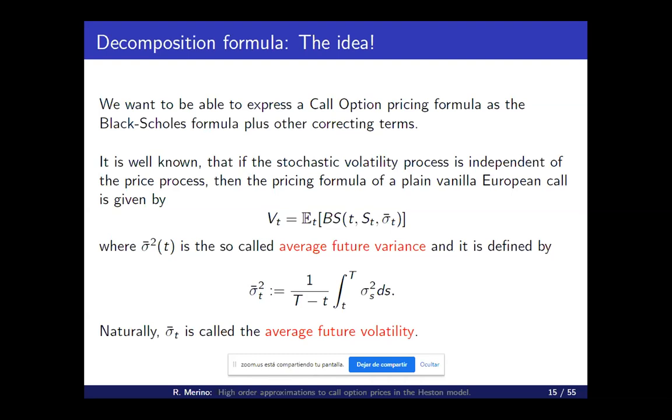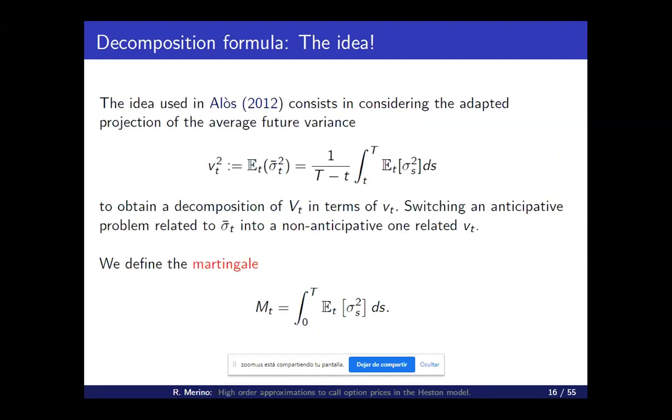But one of the main ideas of Elisa in a paper of 2012 was that instead, I can use the adapted projection of the average future variance, which simplifies things, because one of the good things about this little change is that we're able to use the classical Itô formula. So we're switching an anticipative problem to a non-anticipative one, which simplifies the calculations a lot. Or at least you can do it without the use of Malliavin calculus, which is a little bit easier if you don't know Malliavin calculus.